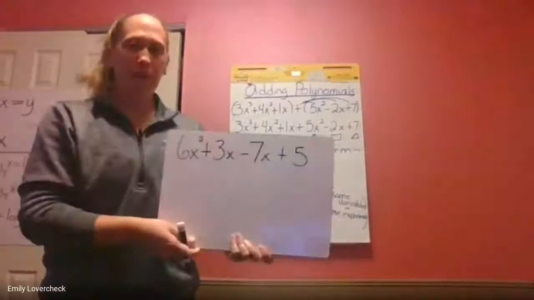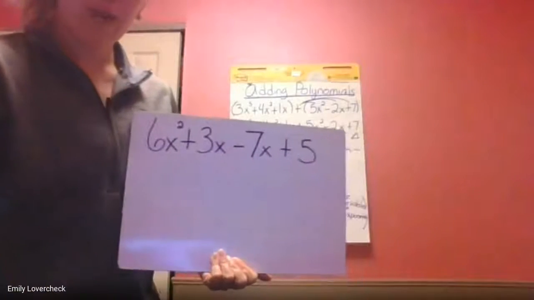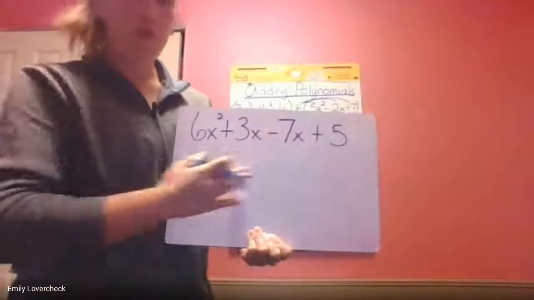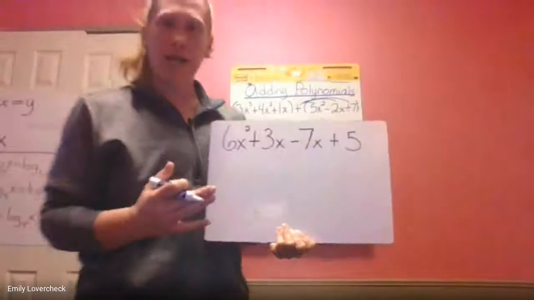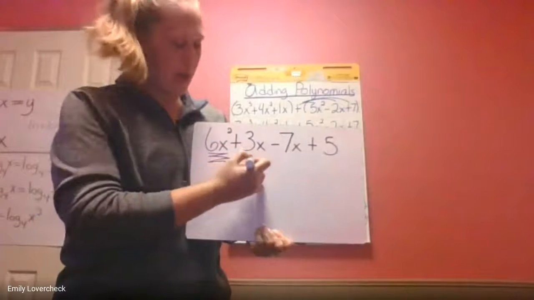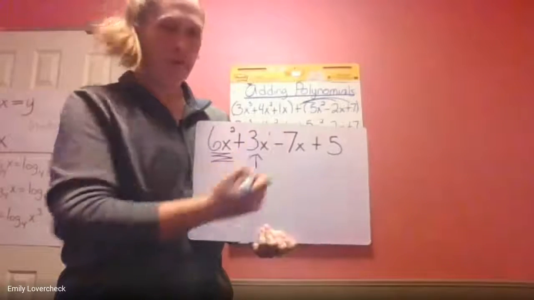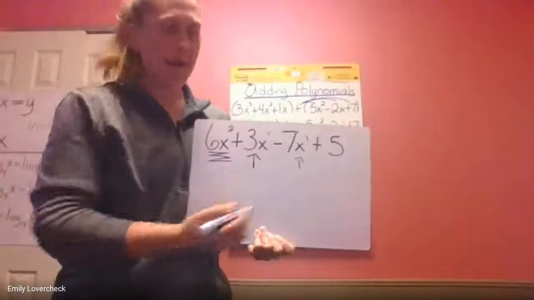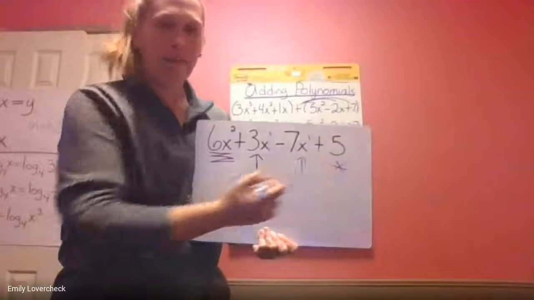So there's this first problem here. It's 6x squared plus 3x minus 7x plus 5. There's no parentheses here, so I'm just going to combine like terms. I have a 6x squared here. I have a 3x, again, to the first power if I want to write it. And then I have a 7x to the first power if I want to write it. And then I have a 5 by itself.